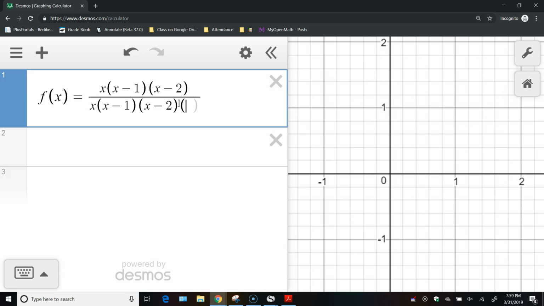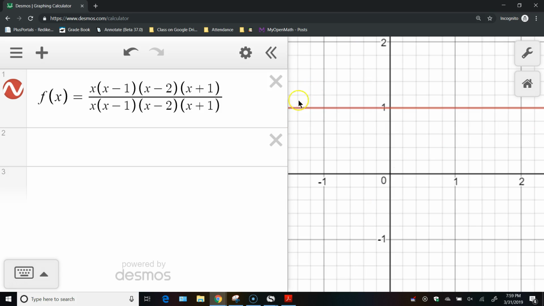So here, take a look. In the bottom, I always put the opposite. So I'm going to put here x plus 1. Same thing in the top. The factors have to repeat between the top and the bottom or it's not a hole. So x plus 1.